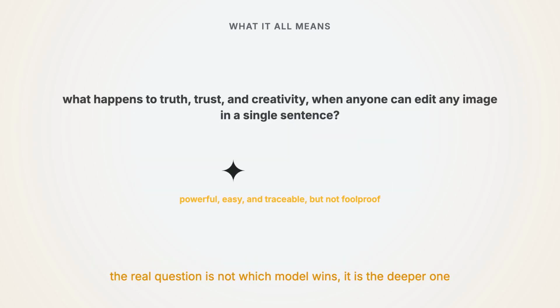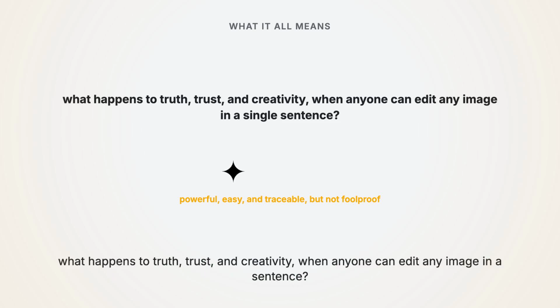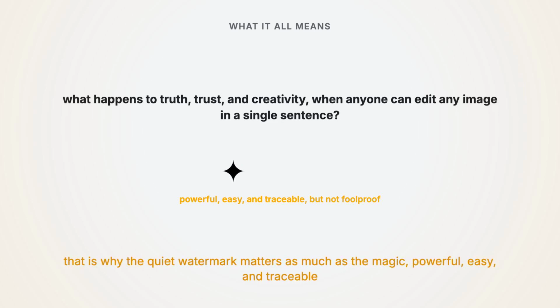So the real question this leaves us with is not which model wins the benchmark. It is the deeper one. What happens to truth, to trust, to creativity, when nearly anyone can convincingly edit any image in a single sentence? That is why the quiet watermark woven into every picture matters as much as the magic that made it. Powerful, easy, and traceable, but not foolproof. That is where we are, and it is worth understanding clearly.